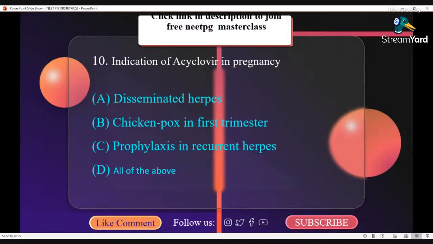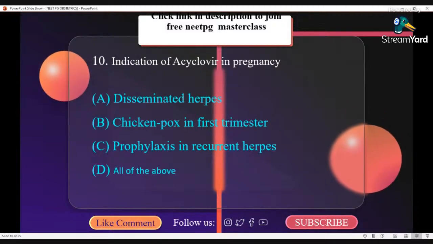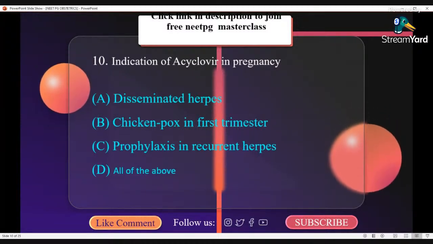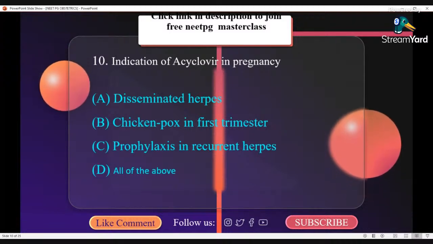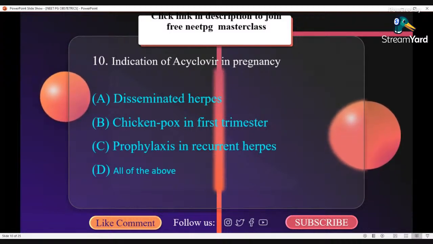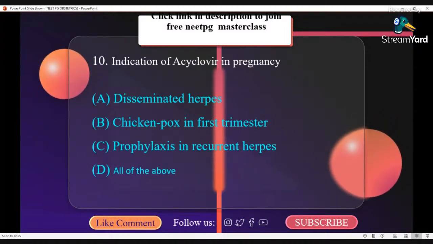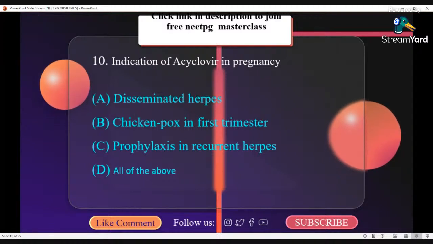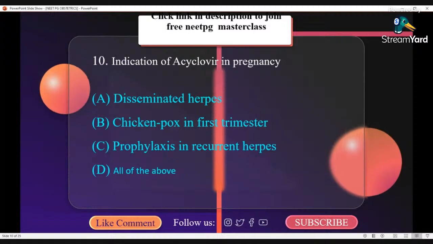Indication of acyclovir in pregnancy is A. Disseminated herpes, B. Chickenpox in the first trimester, C. Prophylaxis in recurrent herpes, and D. All of the above. So acyclovir is used in disseminated herpes, also when the herpes is completely disseminated. Acyclovir is used in chickenpox also when it is in the first trimester, and acyclovir is used in prophylaxis in recurrent herpes also. So the correct option is D, all of the above.